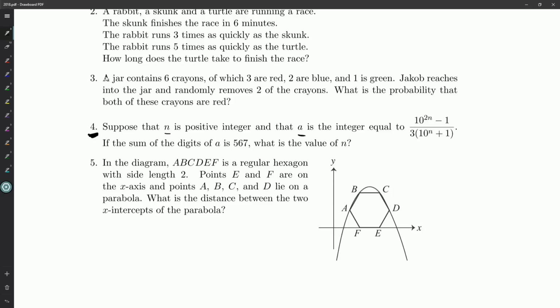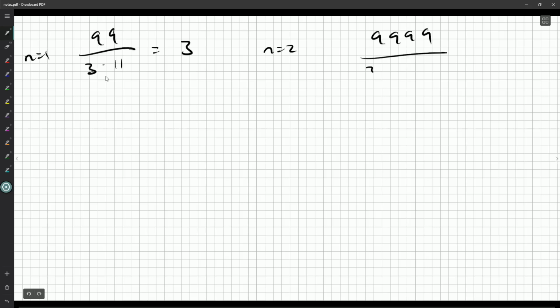Okay, so one thing we could do with this question is play around with it. What do these sorts of numbers look like? If you, for example, try n is 1, you'll get 100 minus 1, so 99 on top, divided by 3 times 11, and you'll just get 3. So that's what happens when n is 1. If n is 2, you'll get 10 to the 4, so that'll be 10,000 minus 1, which is 9999, divided by 3, divided by 100 plus 1, so 101, and that'll be 33.